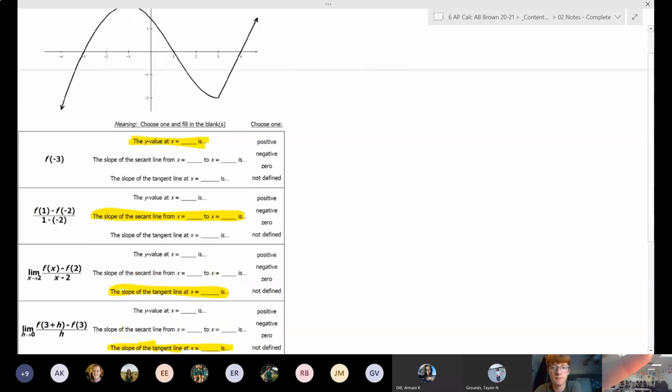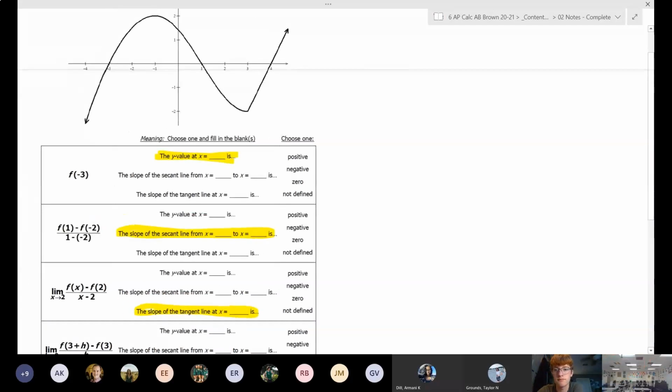Okay. So if I say f of -3, that is just the y value when x is -3. -3 is right here. So if you wanted to classify that as positive, negative, 0, or not defined, what would you say f of -3 is? It's 0. And we know that it is 0 because it's on the x-axis. The second one, though, we might need to think about it a little bit more.